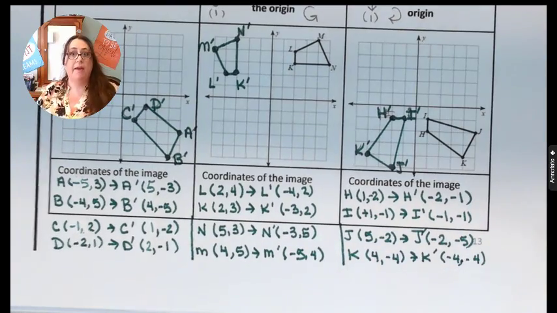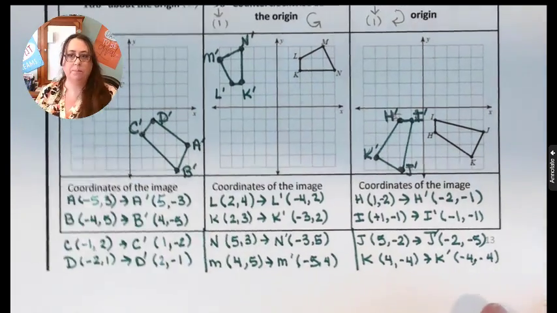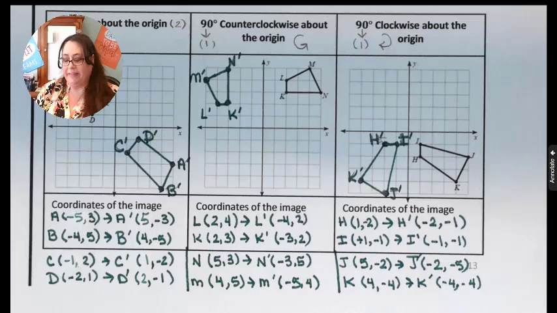So here we have H was 1, negative 2, and went to negative 2, negative 1. I was 1, negative 1, and I prime is negative 1, negative 1. J is 5, negative 2, so J prime is negative 2, negative 5. K was 4, negative 4, so K prime is negative 4, negative 4. All right. So that is rotations.